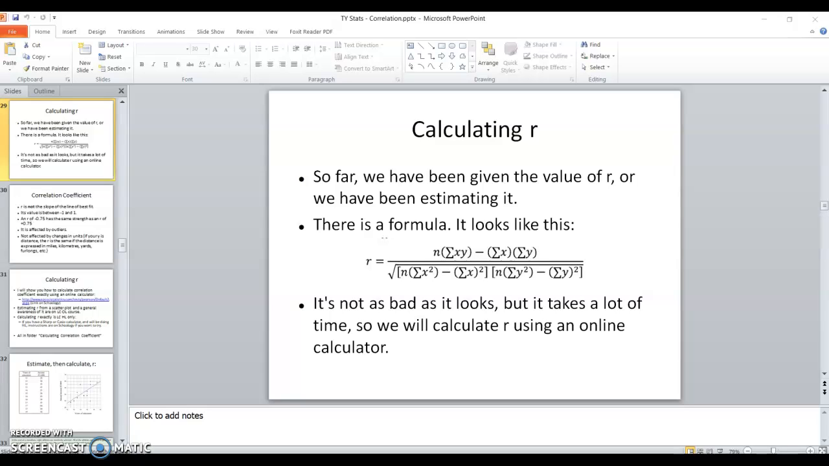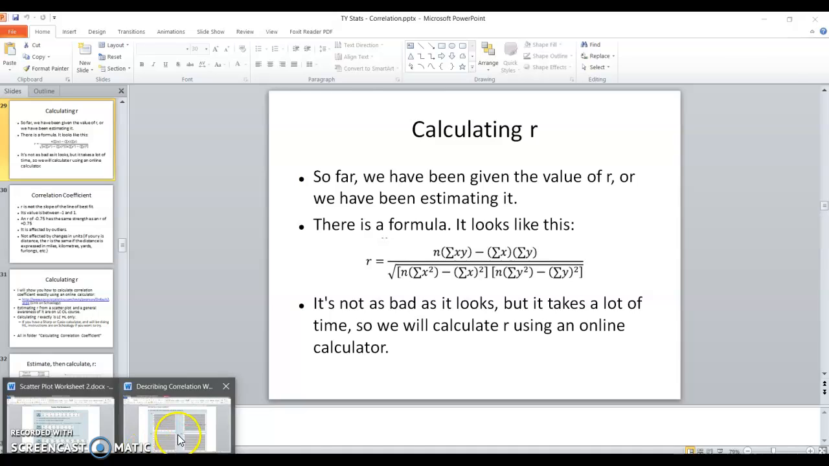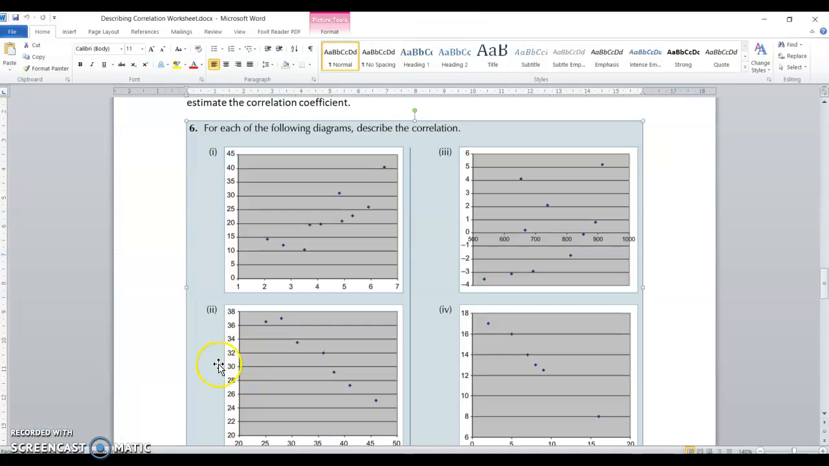All right, so a quick video explaining how to calculate the correlation coefficient exactly. So far we have just been estimating the correlation coefficient. We might get a scatter plot like this one here, and we would say those dots are going up from left to right, so the coefficient will be positive, it will be plus. They're kind of decently formed around a straight line. So maybe plus 0.8 for that one.